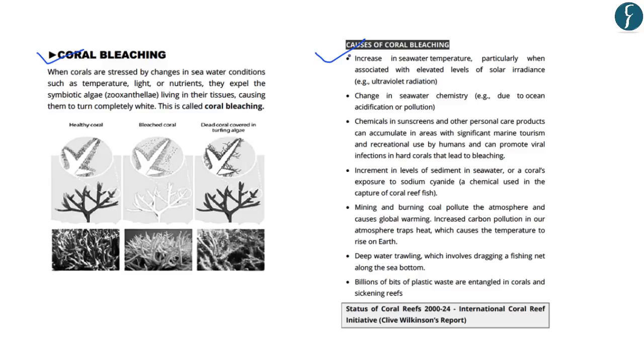Three main points were discussed which were related to the impact of climate change or global warming on coral systems. They included the increase in seawater temperature. Secondly, change in seawater chemistry, which is reflected in the ocean acidification process, which has been exaggerated because of global climate change. Further, it provided another cause, which is the increment in the levels of sediment in seawater. A change in the sediment level in the seawater has been witnessed because of change in the sea level due to global climate change. All these points could have been used in the question that was asked in the mains examination.